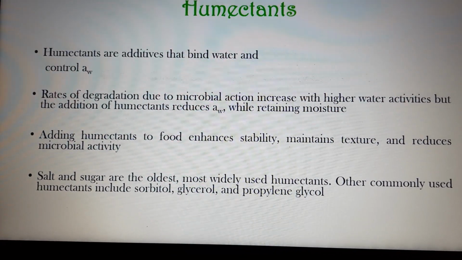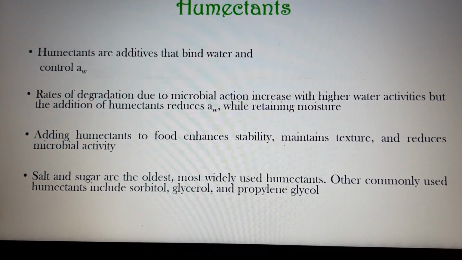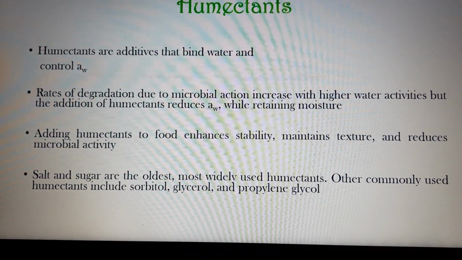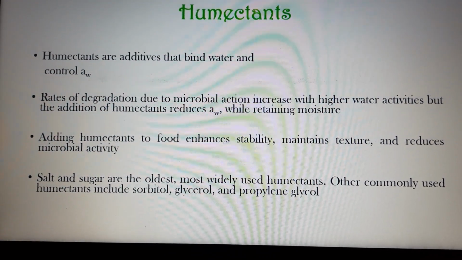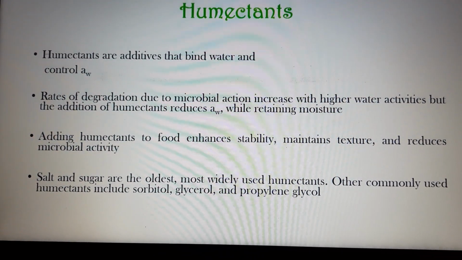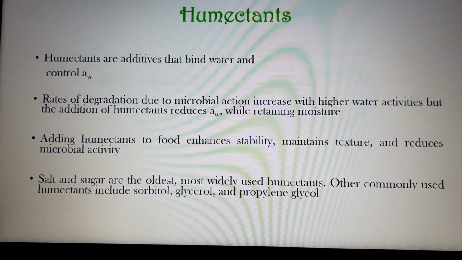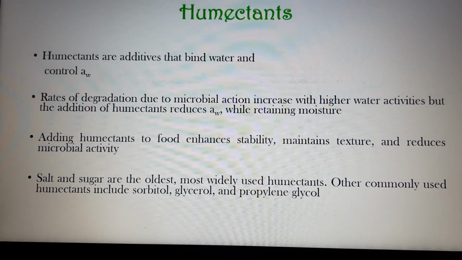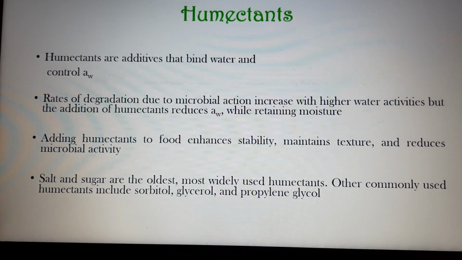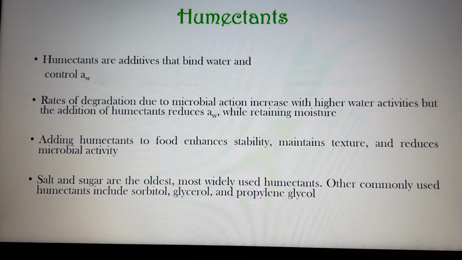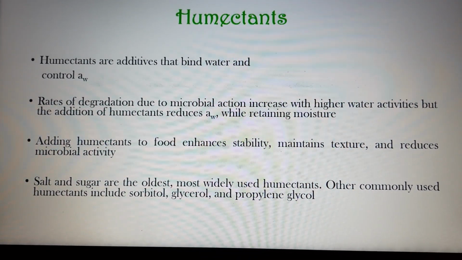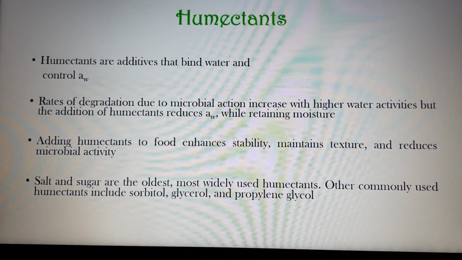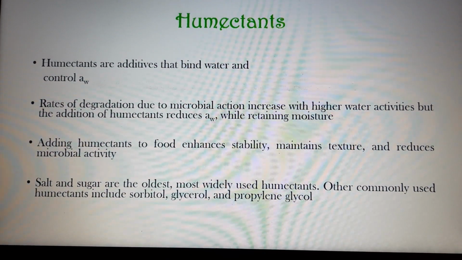The rate of degradation due to microbial action increases with higher water activities, but the action of these humectants will help to reduce water activity while retaining the moisture. Adding humectants to the food enhances stability, maintains texture, and reduces microbial activity.